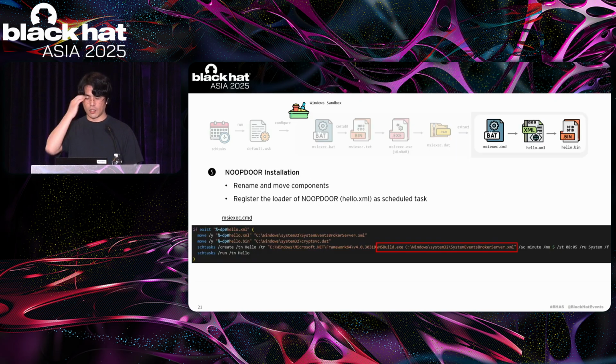Then it executes the launcher script msiexec.cmd, which is extracted from the password-protected archive. So let's see what msiexec.cmd is designed for. This is actually an installer script for the final stage backdoor, LoopDoor. It renames and moves components to specific folders within Sandbox and registers the loader of LoopDoor as a scheduled task. And now they have finally installed the payload only within the Sandbox environment.